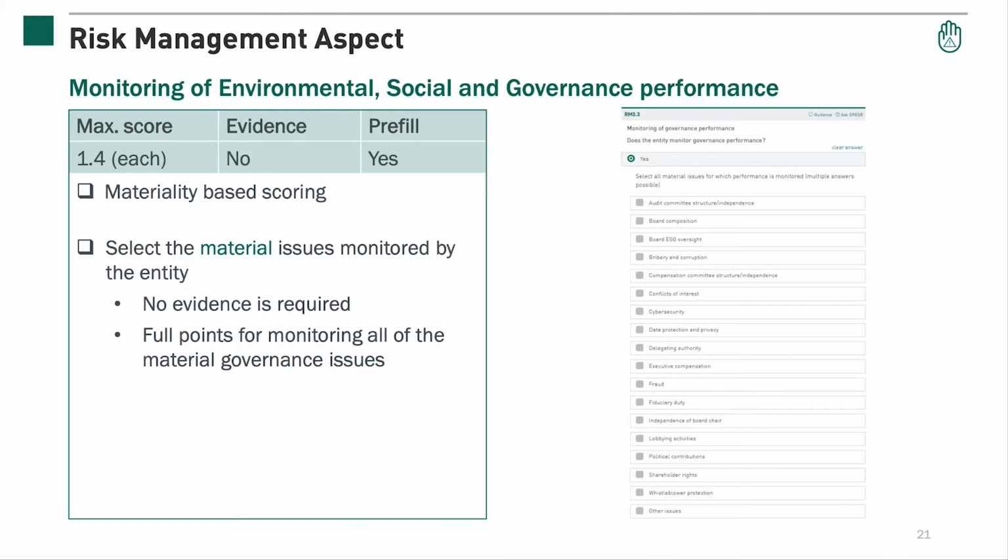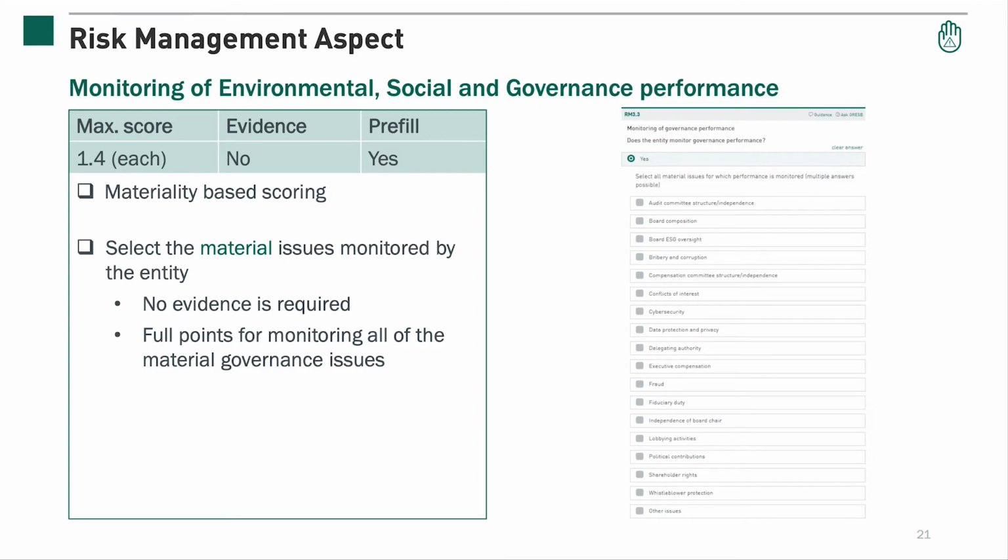The next 3 indicators cover monitoring of environmental, social, and governance issues. The intent of these indicators is to assess the entity's use of a systematic process to collect data to monitor and assess governance performance. Like the indicators on policies and risk assessments, these indicators apply materiality-based scoring.